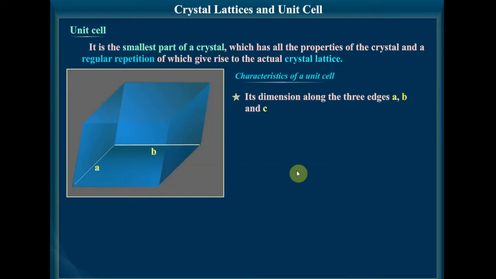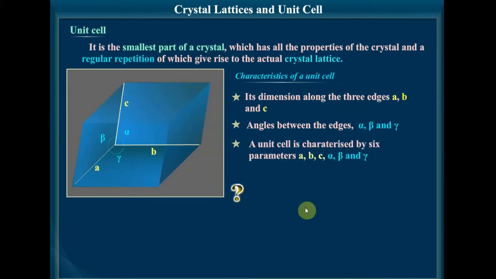Characteristics of a unit cell. Its dimensions along the three edges are shown here, a, b, and c. These are the three dimensions of the smallest part of the crystal, which is the unit cell. There are also angles. The angle between b and c is written as alpha. The angle between c and a is beta. The angle between a and b is given here as gamma. A unit cell is characterized by 6 parameters: a, b, c, alpha, beta, and gamma.